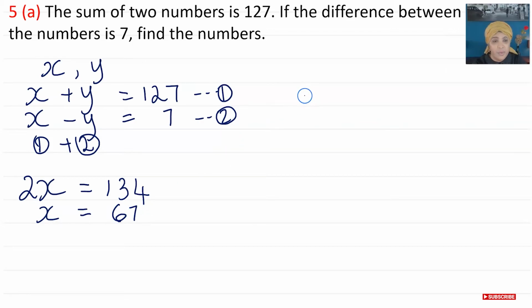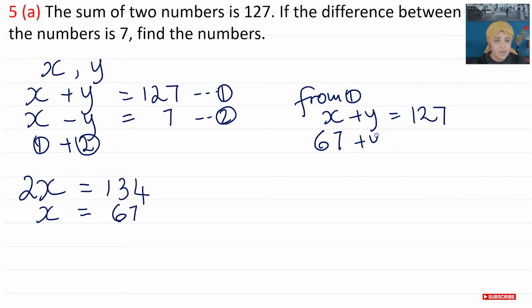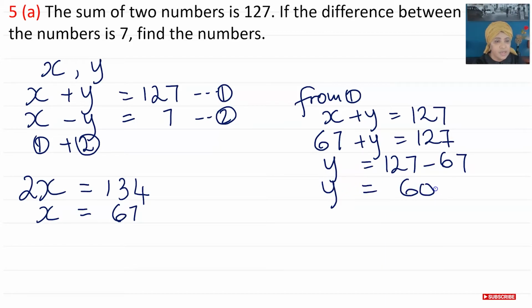Now we know from equation 1, x plus y is equal to 127. You know what x is now, so 67 plus y is going to be 127. Therefore y is going to be 127 take away 67, which is going to give you y equals 60. So your two numbers then, x is equal to 67 and y is equal to 60. So that is part A completed, guys.